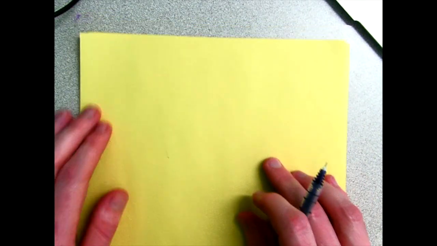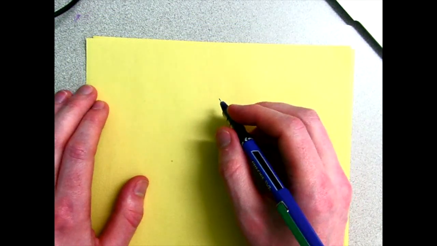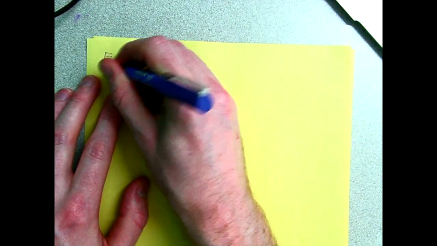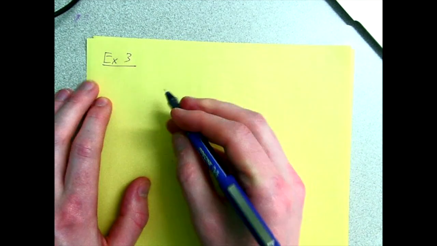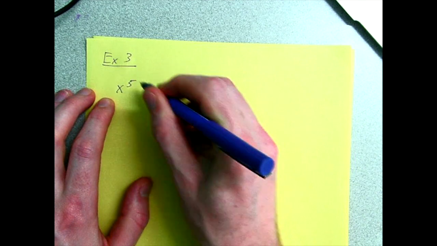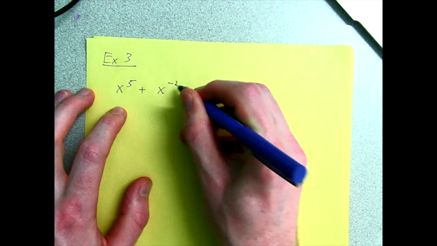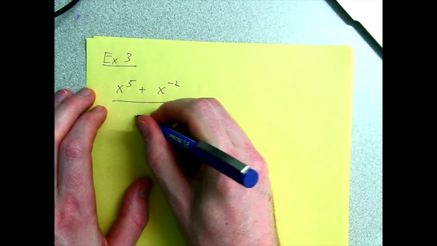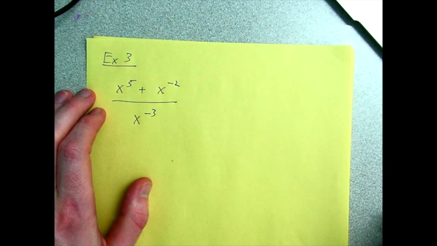All right. So let's maybe do one more example before we move on to solving equations. Let's have a look at the following. So here's example 3. Let's try to simplify x to the 5th plus x to the negative 2nd over x to the negative 3. This is kind of tricky.